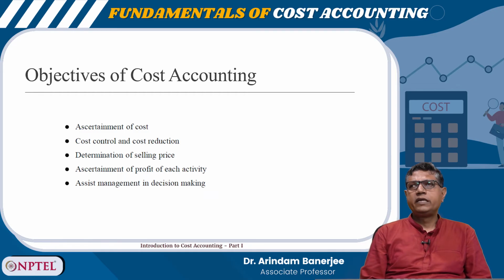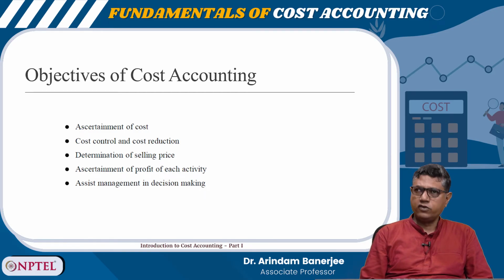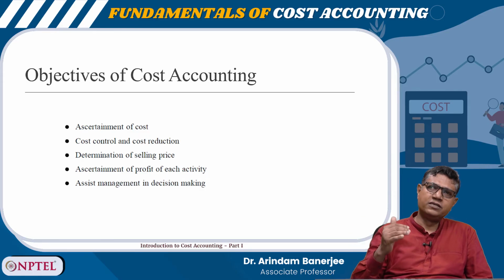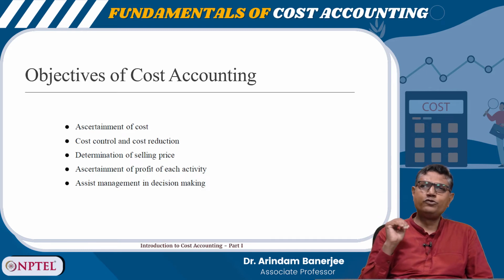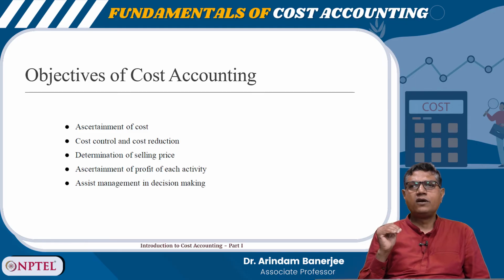So, what is the objective of cost accounting? The objective of cost accounting is, first, of course, ascertainment of cost. This ascertainment of cost is usually done under a basic structure. Under a basic structure, the costs are usually divided into two categories: one is called the direct costs and the second one is called the indirect costs.